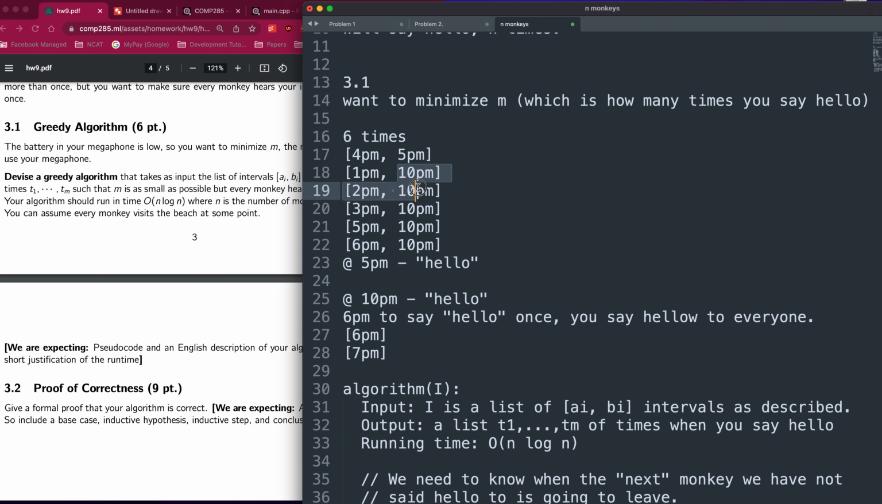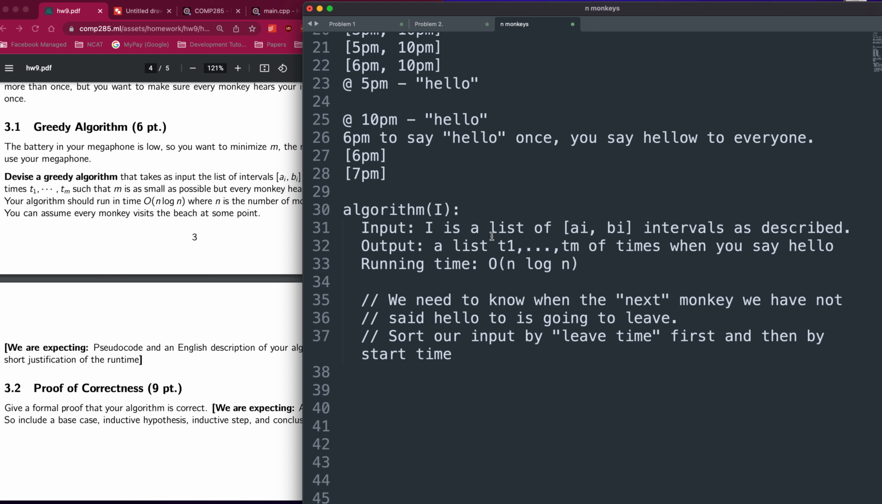Because again, we are sorting first by leave time, so we'll always get the monkey that leaves first. We're just trying to find the monkey that leaves first but that we have not yet said hello to. The last time we said hello was 5 p.m. So when we get to this guy at 6 p.m., we know that we have to say hello at 10 p.m. And actually it doesn't matter if you sort by the second one. We definitely need to sort by leave time.